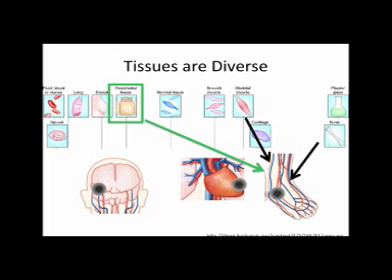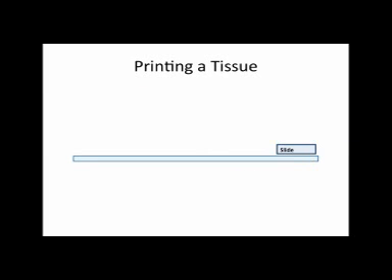So how do we go about recreating primitive structures like this outside of the body? The approach that I use to recreate these tissues is a printing technique in which we build up the tissue by adding different materials together as well as our cells. So starting with a base, in this case a slide, we'd add a liquefied form of our hydrogel.